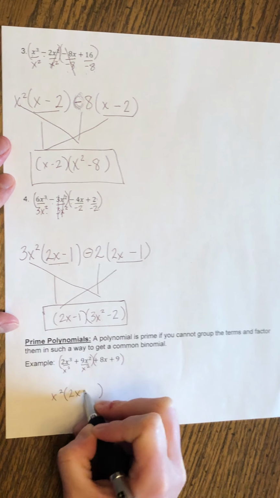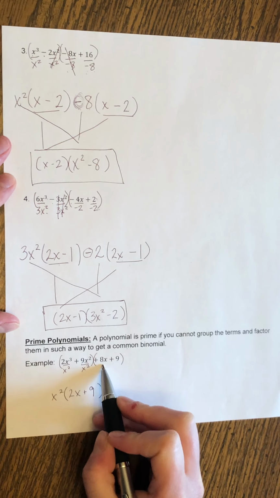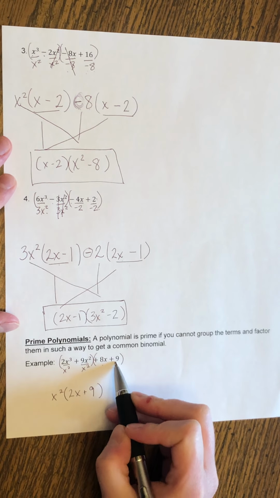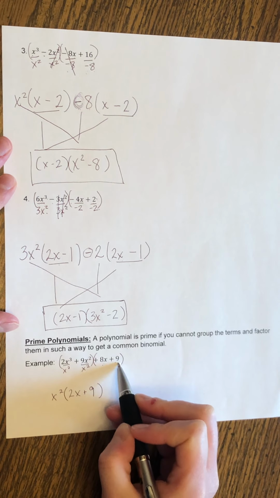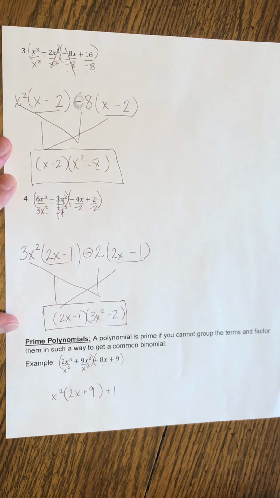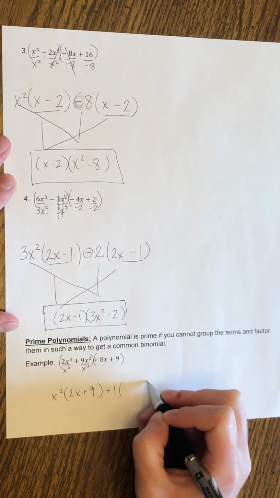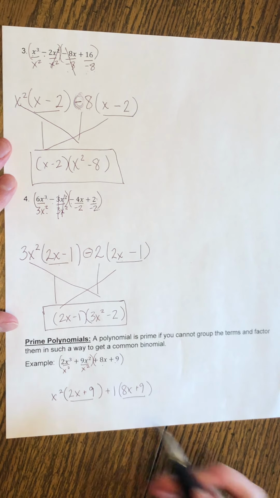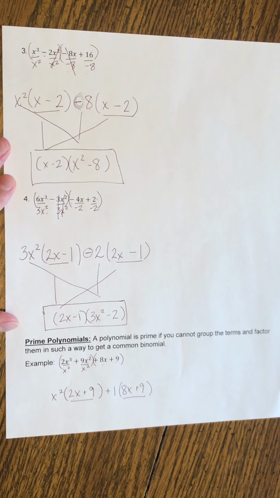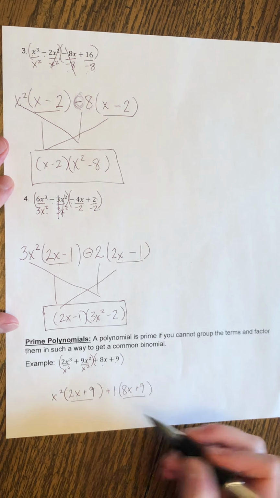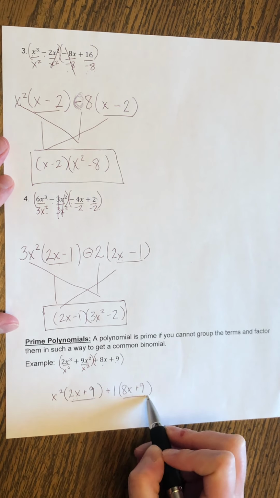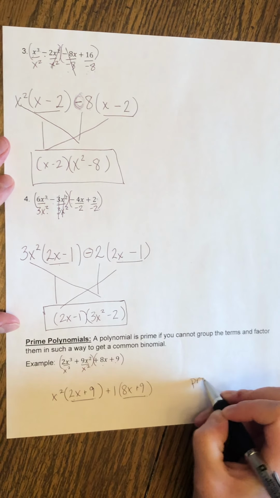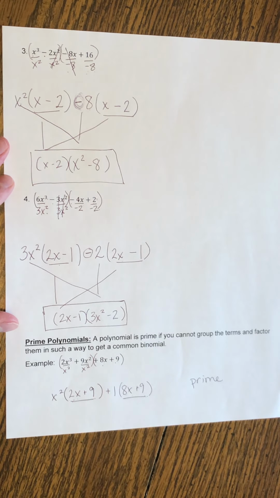So this would give me 2x plus 9. In the second group, 8 and 9 do not have any common factors other than 1. This has an x, but this doesn't. So technically, the GCF is just 1 there. But notice that what I have in parentheses here are not the same thing. 2x and 8x are not the same term. So because this set of parentheses does not match this set of parentheses exactly, we would say that this is a prime polynomial because we are unable to factor by grouping.